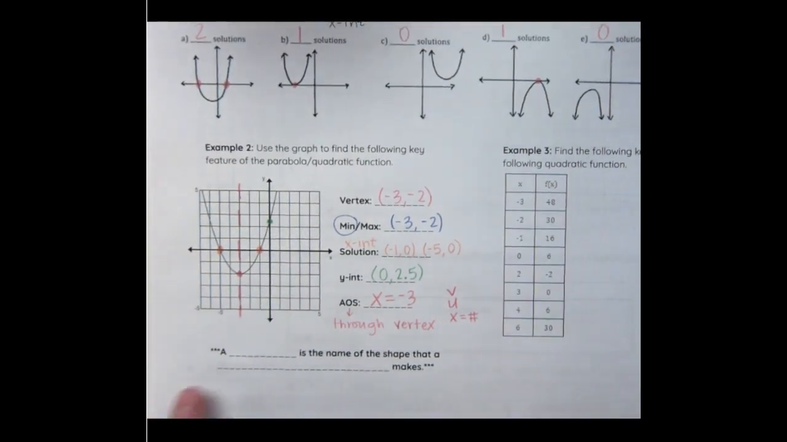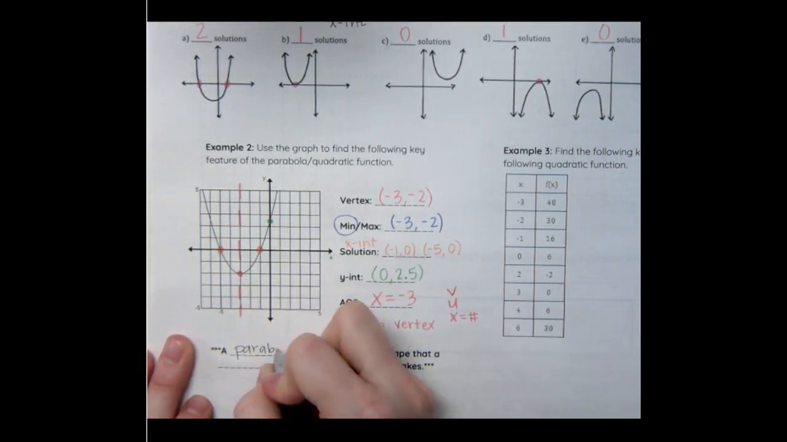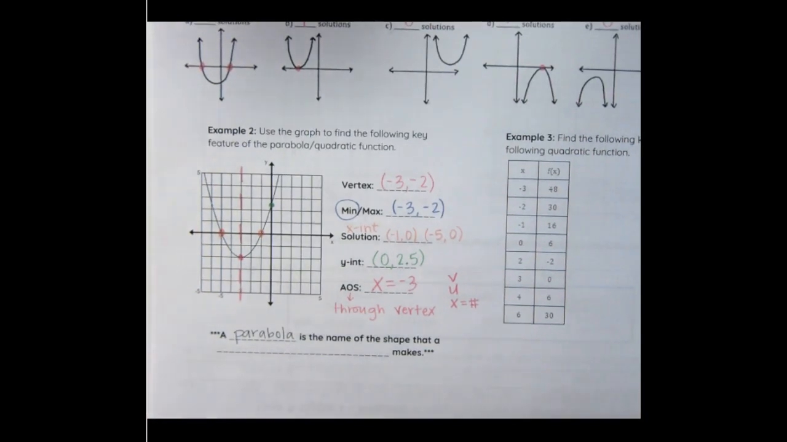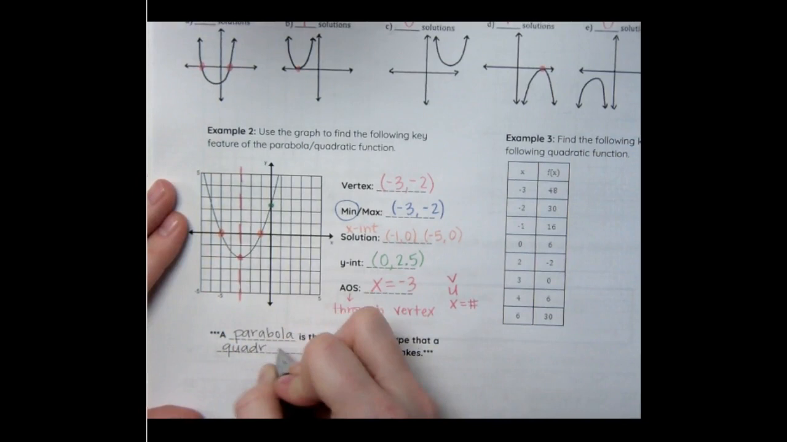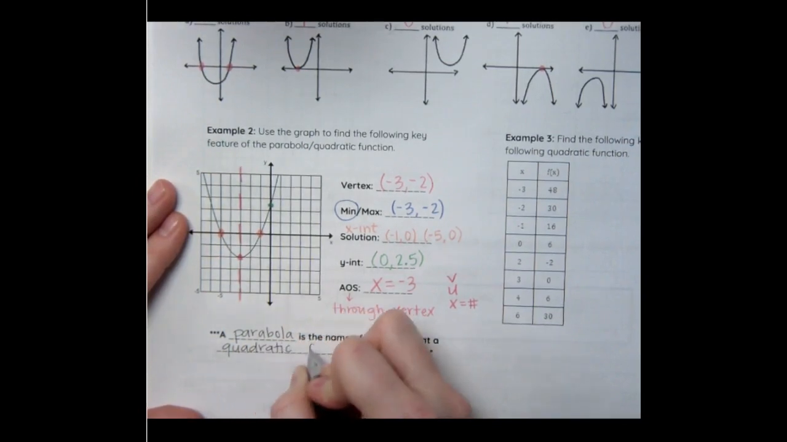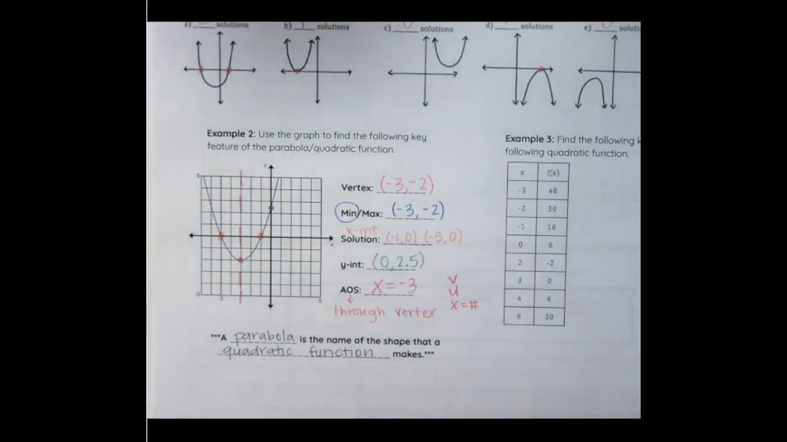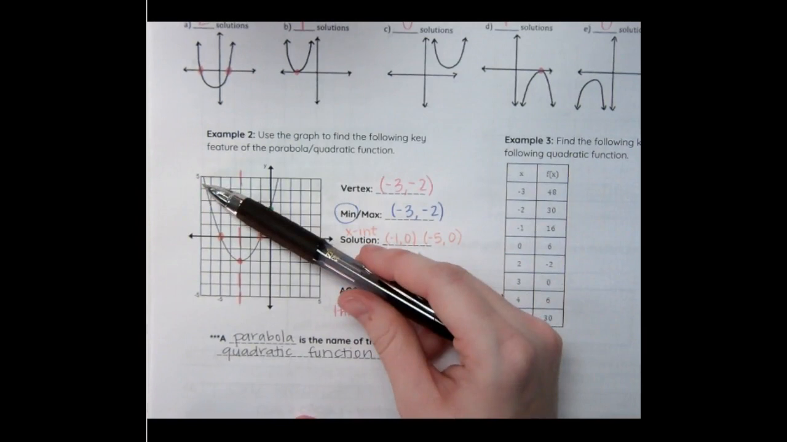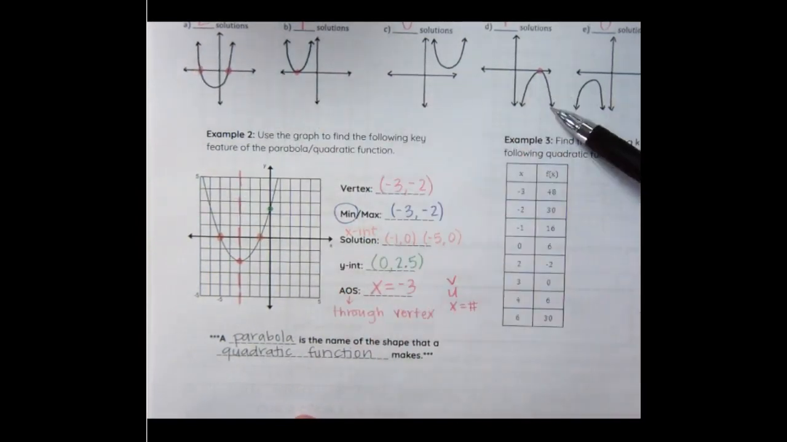Now, this piece right below that says a parabola, fancy new word, is the name of the shape that a quadratic function makes. So this shape that it makes is called a parabola. And remember, it can go up like these examples right here, or it can go down.